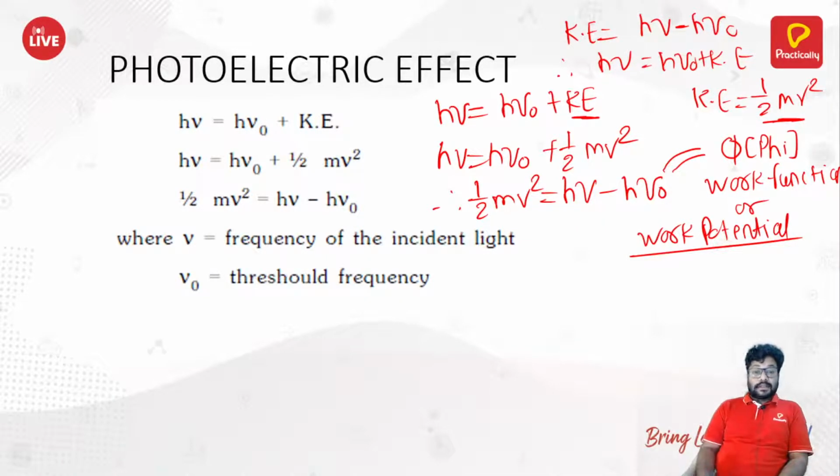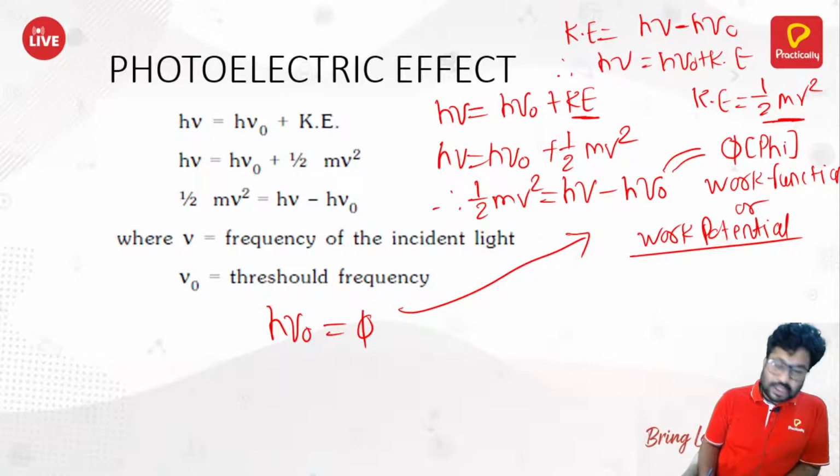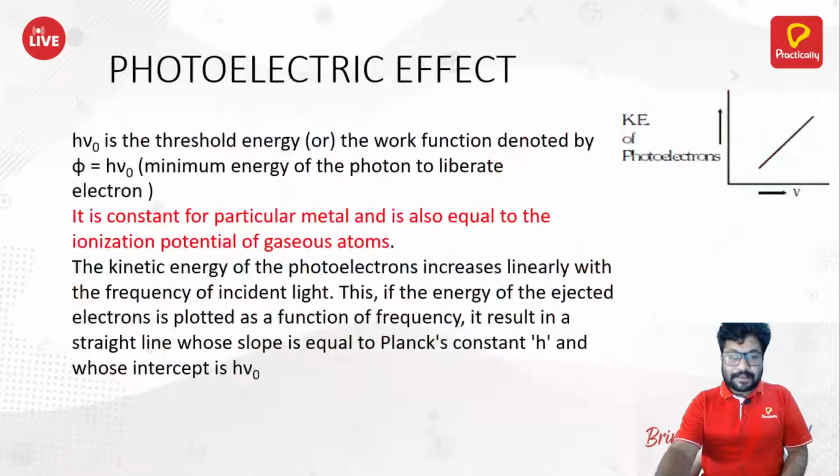Anyways. So half mv square is equal to h nu minus h nu 0. This h nu 0 is also equal to phi. Phi is also called work function or work potential. I hope this must have been pretty much clear to you. Moving ahead.